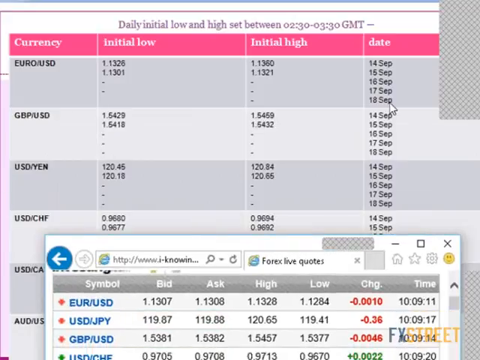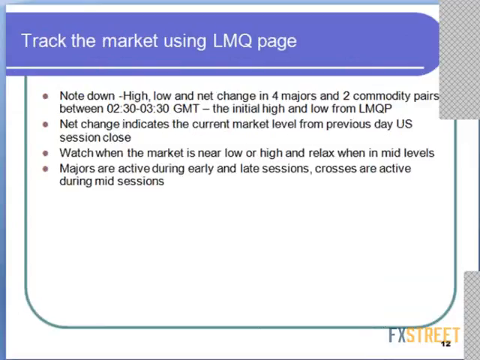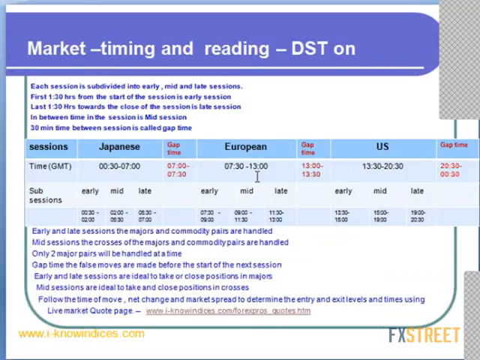But in order to understand what they are trying to do in the market, we will compare the initial lows and the highs that they set around 3:30 GMT during the Japanese session. The entire day market consists of the Japanese, European, and the US sessions. And the session timings are given here as well. Now 13:30 the US session starts. Now we are on 14 GMT, 30 minutes past the start of the session.